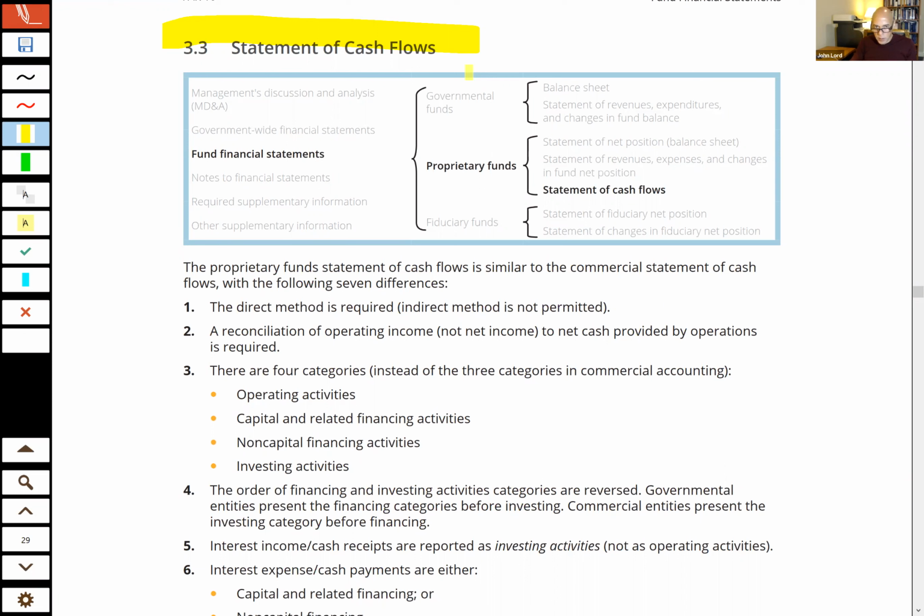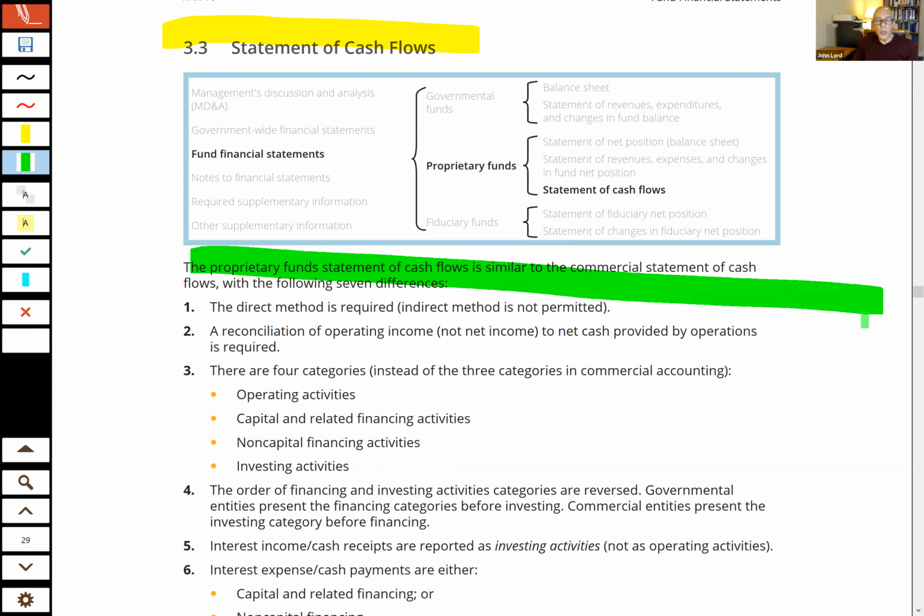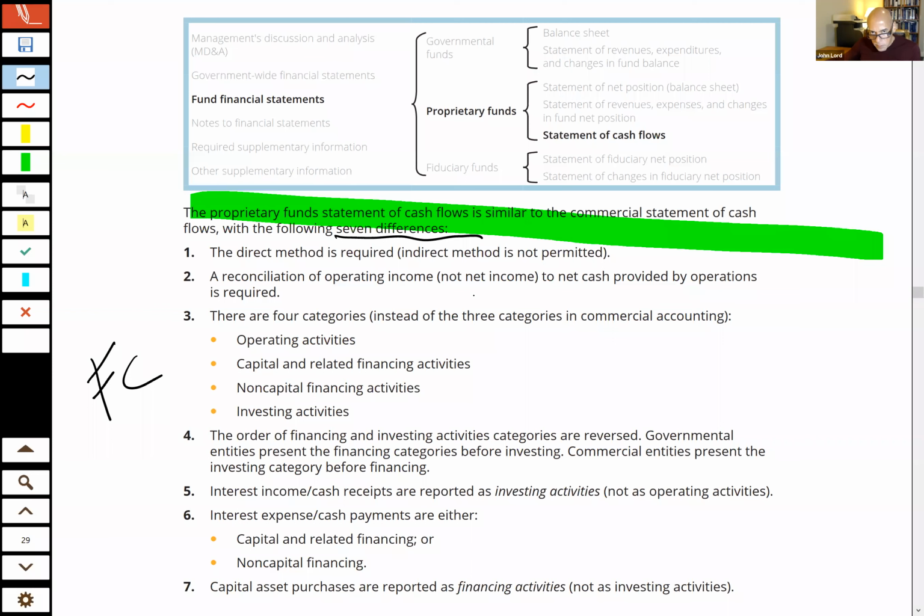Okay. So my advice is that if you get a question like that, pretend that you are preparing a commercial statement of cash flows. And you absolutely are going to have to be ready for that anyway, because you could get a task-based simulation asking you to prepare a statement of cash flows for a commercial entity. But if it's a government proprietary fund, probably an enterprise fund, then what you're going to do is pretend like you're preparing a statement of cash flows for a commercial entity. But when you get to one of these 7 differences, when you get to one of those areas, do the government thing.